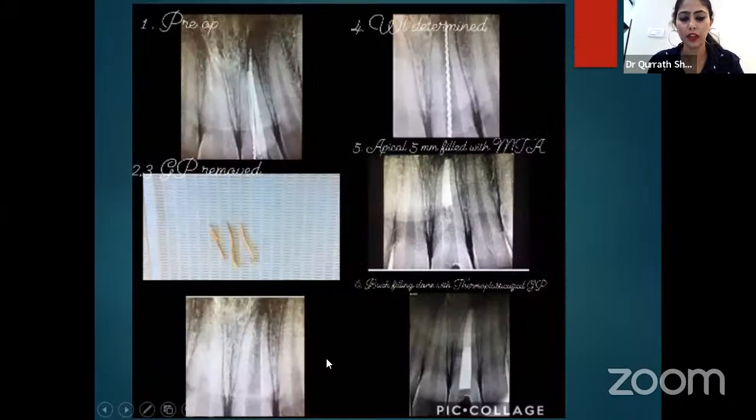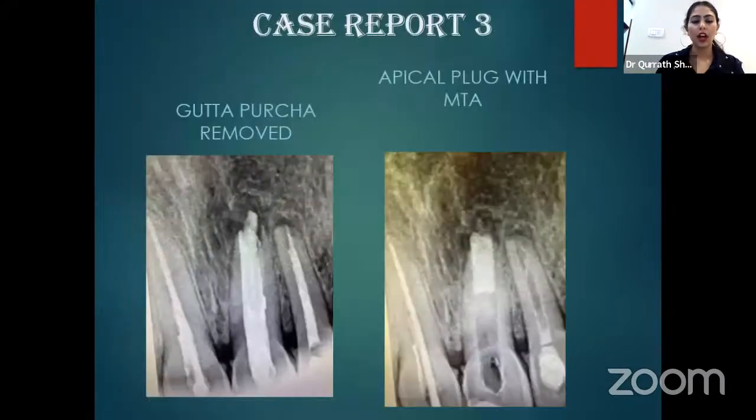So this is the summary of this case. You can see the apical 5 millimeters filled, followed by the backfill with your thermoplasticized gutta-percha technique. Again, this is case report 3. Again, if you see here, there is a periapical lesion. And if you see, the GP has been extruded beyond the apex. This is the reason for the failure. And this root canal was done almost 10 years back.